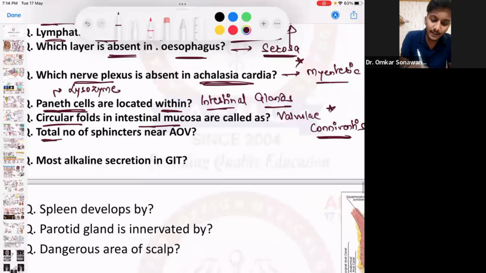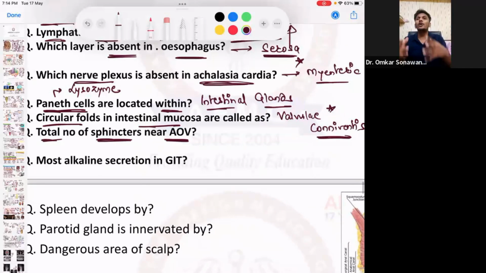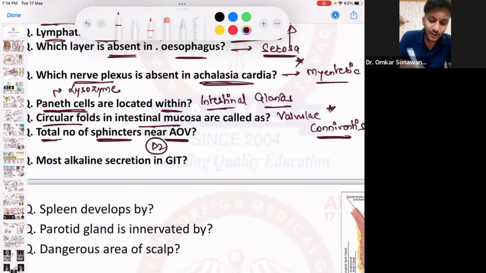Total number of sphincters near the ampulla of Vater. I hope all of you are quite aware that the ampulla of Vater is the space where the main pancreatic duct and the common bile duct open via a single pathway. In which part of the duodenum? It is the second part of the duodenum, D2.